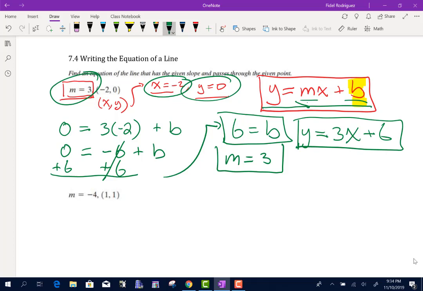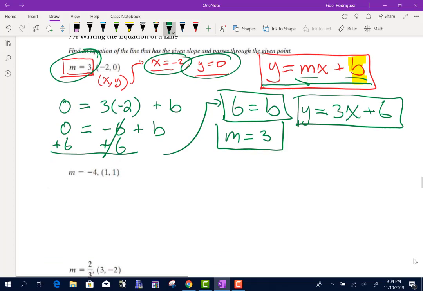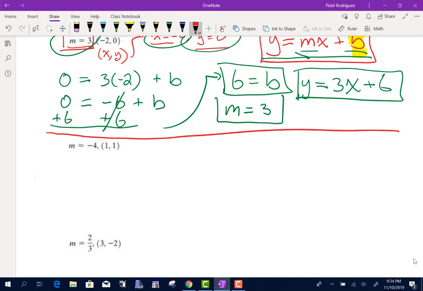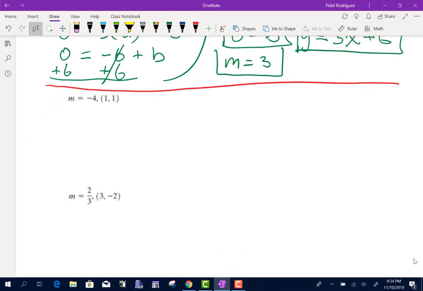I'm going to do exactly the same thing with the next problem. I'm going to draw a big red line through here so I can just focus on what I have in this problem. Just like we did earlier, I'm going to write out y equals mx plus b. Let's take a look at what we got here. We already know what m is.